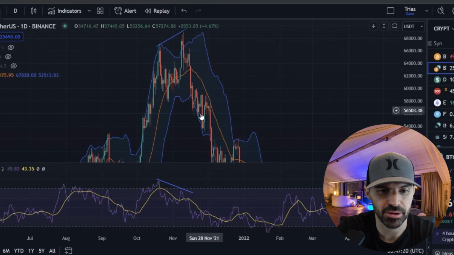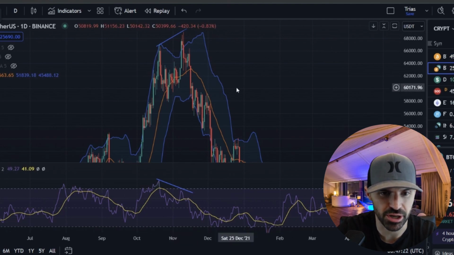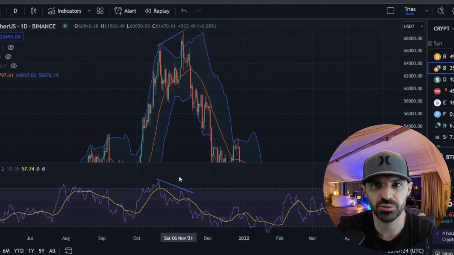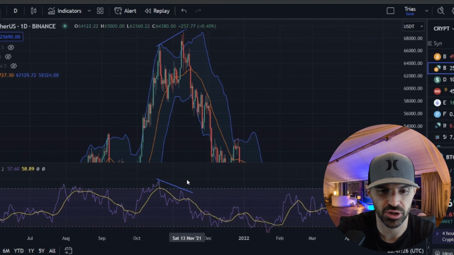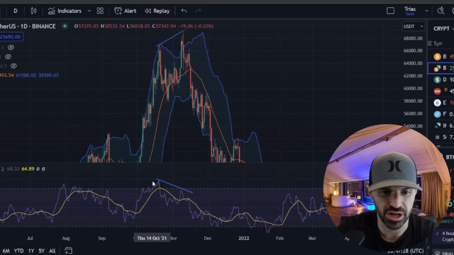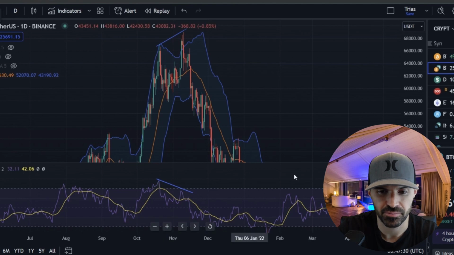So the best strategy when you're using the Bollinger Bands is to incorporate the RSI indicator as well, and only make a trade when it's past 75 on the RSI, or if it's past, let's say, 30 on the lower side of the RSI.